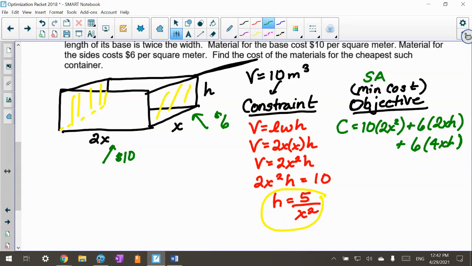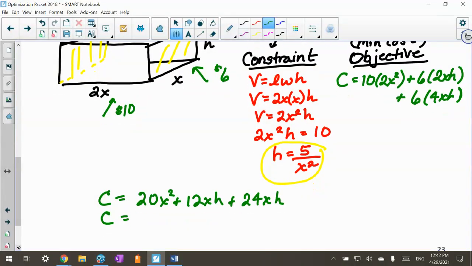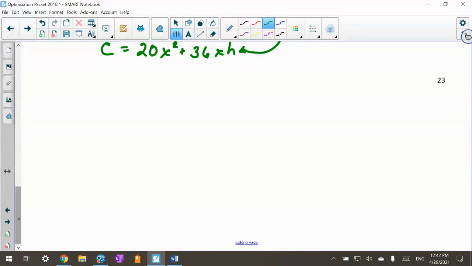I'm going to move this down a little bit so I have more room to write. Basically my cost equation is going to be, let's multiply it out, 20x squared plus 12xh plus 24xh. Then I'm going to combine those. So my cost equation is going to be 20x squared plus 36xh, which is cool. Now I'm going to take what I just solved for h and put it in that spot so my cost equation is in all one variable.